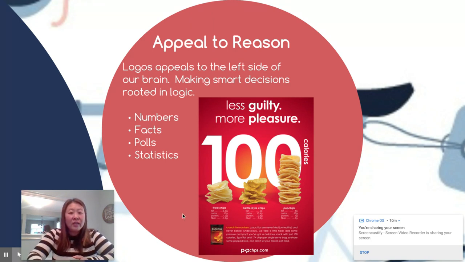And I put a couple of things in here. The logic things are numbers, facts, polls, statistics. You're never going to go wrong when you follow those kinds of evidence-based ideas, because then you can prove it. All right, these can be proven.